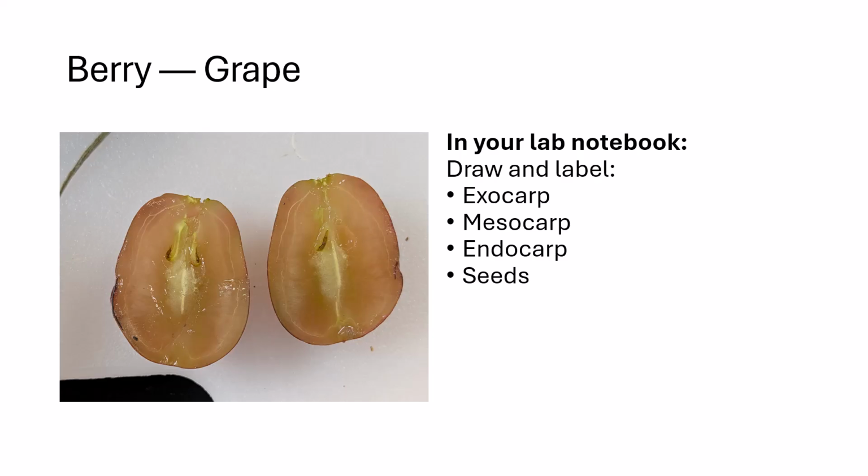Next, examine a grape. This is a classic example of a berry. After slicing the grape, look for the exocarp, the thin outer skin. Inside the fruit, the mesocarp and endocarp are both fleshy. The endocarp is the whitish area. Count the seeds. This grape is seedless, meaning the seeds did not fully develop. Draw and label the layers of the fruit in your notebook.